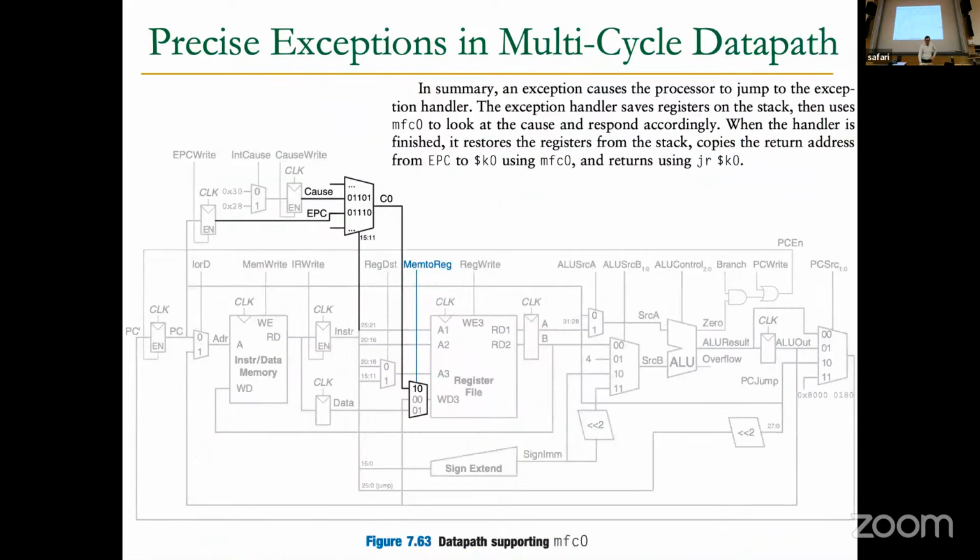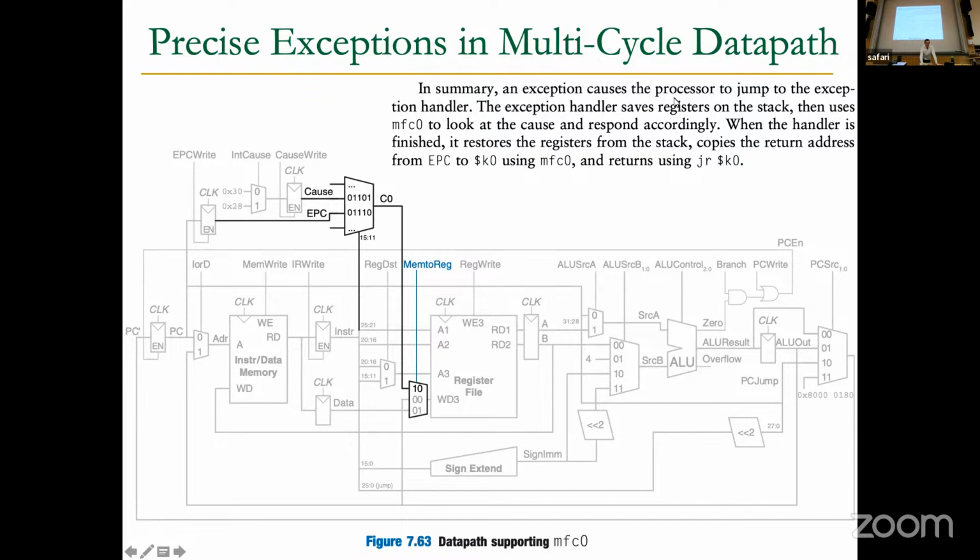Okay. So you can see there's more that needs to be done. This is actually needed. These are the modifications that are needed to take the exception cause in this cause register and place it into a general purpose register. So we're complicating the data path, right? You can see that this data path is supporting MFC0. So let's take a look at this. Let's read this from your book.